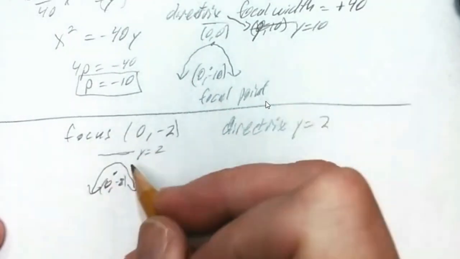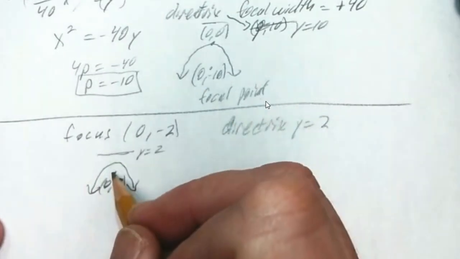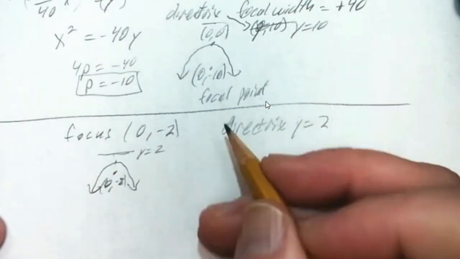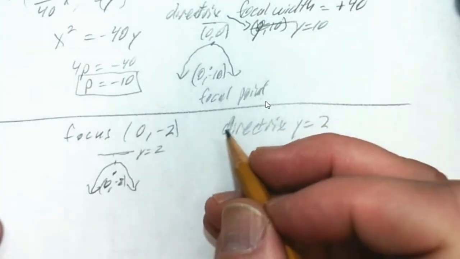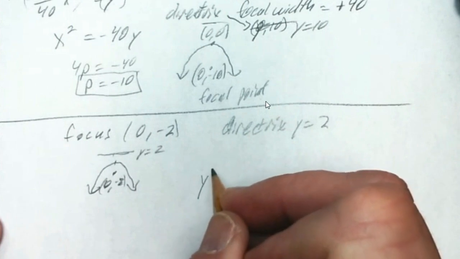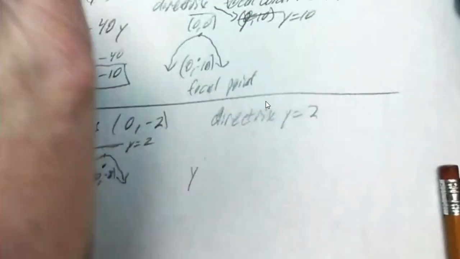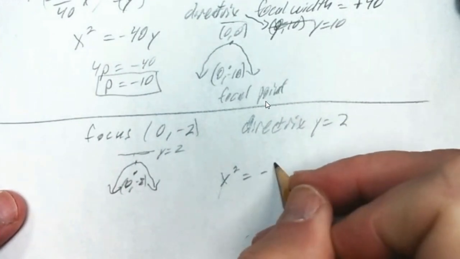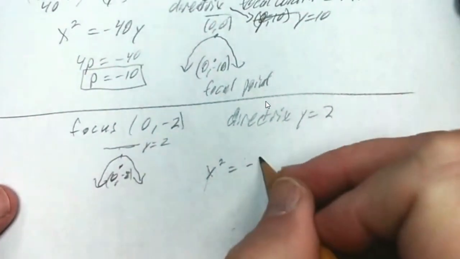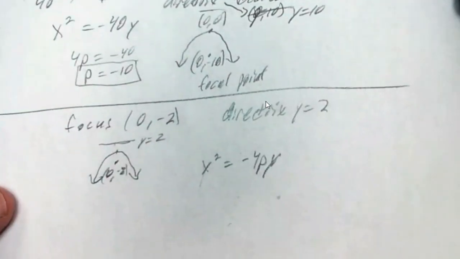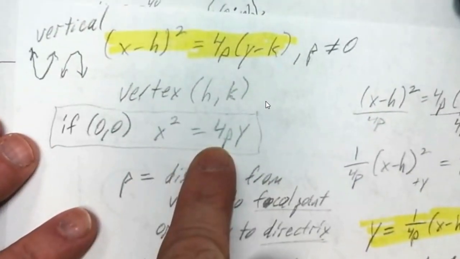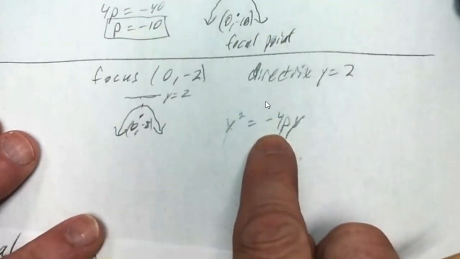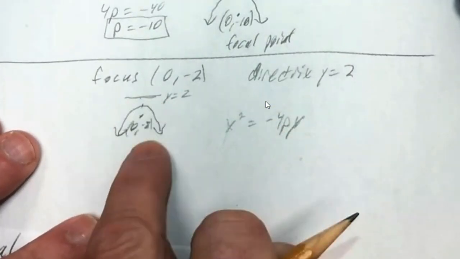So our vertex is going to be 0, 0 because it's 2 away from each of those. So we're looking for an equation that has x. Oh, let's see, not y. Erase that. New eraser. X squared equals negative 4py. Now, our equation normally is x squared equals 4py, but since it's downward facing, I know it has to be a negative because ours goes down, because the focus point is below the directrix.